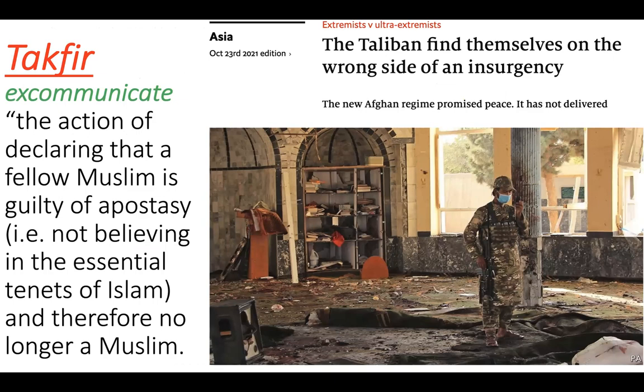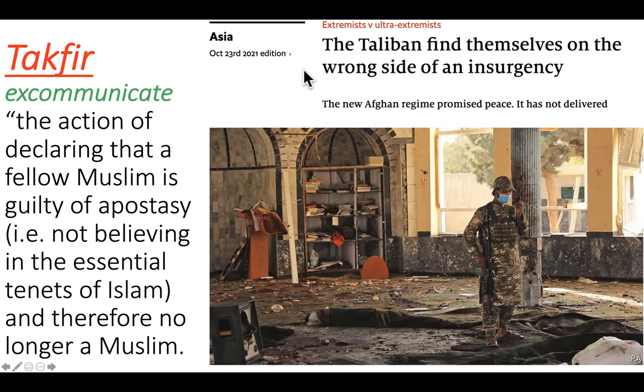So takfir is when you issue a fatwa and excommunicate a fellow Muslim. It's the worst thing you can do. It's a death sentence. If you think a fellow Muslim is guilty, you call him a takfir and you can kill him, because he's no longer a Muslim. And this is what's happening in Afghanistan right now.